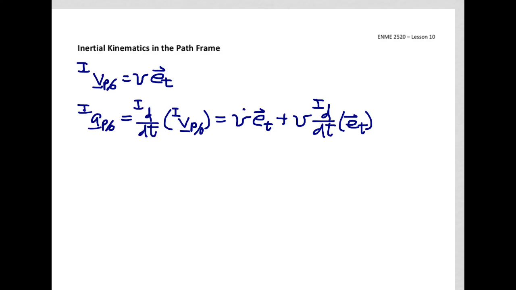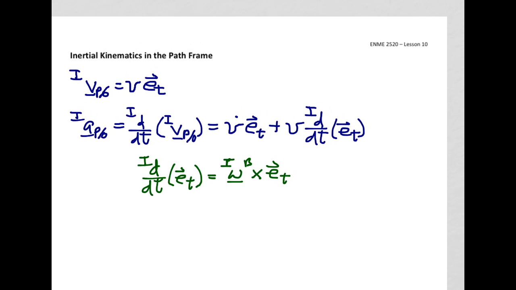Now we've already defined in this course that when we take the time derivative in the inertial reference frame, or any reference frame, of a unit vector, and so here we've got the time derivative in the inertial reference frame of the vector that's pointing in the tangential direction, this is going to be equal to the angular velocity of reference frame B as observed in reference frame I crossed with our unit vector. But one thing we haven't defined yet is what this is, the angular velocity of reference frame B with respect to I. Now here we've got this reference frame that's changing directions, remember?